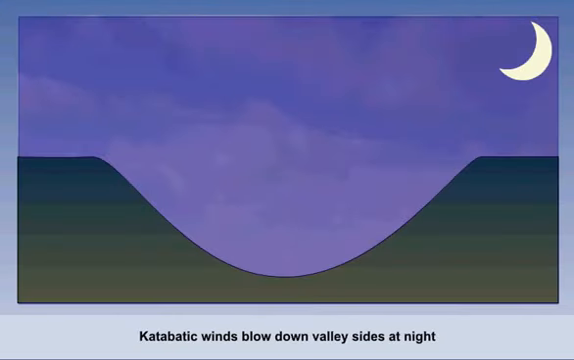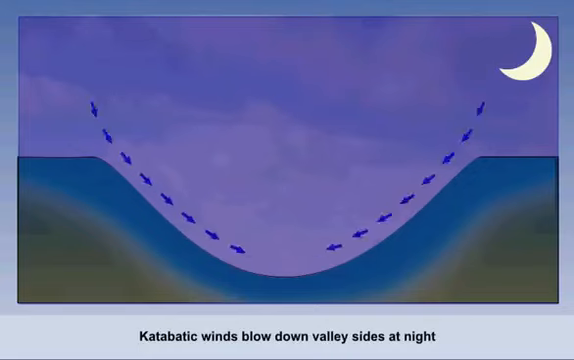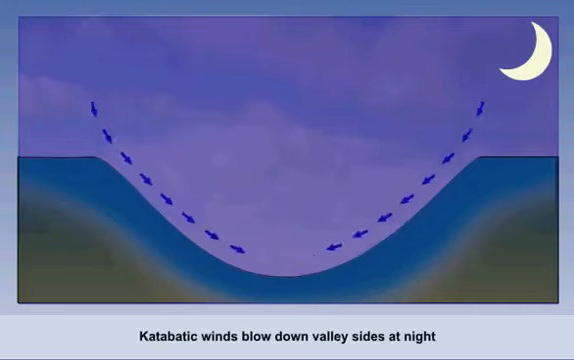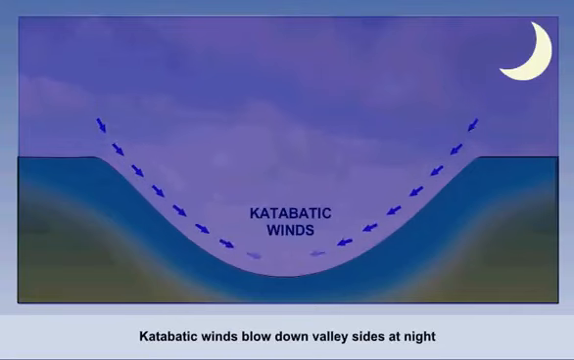During the night we can see the reverse effect. The slope surface will cool faster than the air in the valley, and the overlying air will become heavier and denser. As a result, it will sink down the sloping terrain and collect in the valley bottom below. This wind is called a katabatic wind.